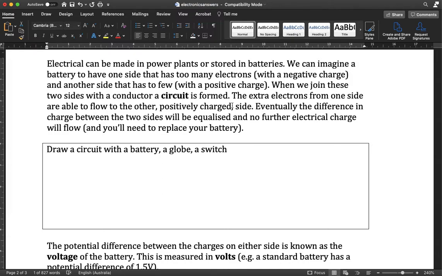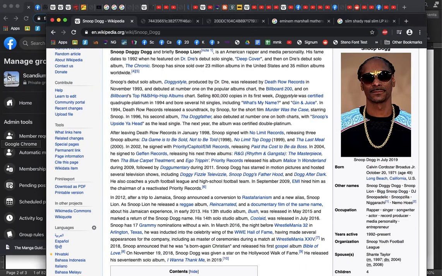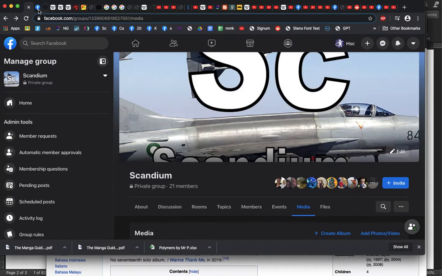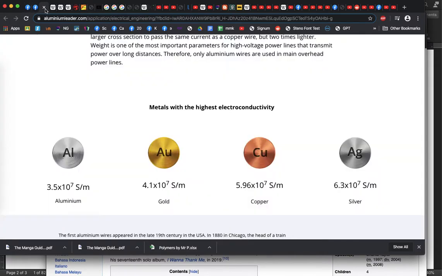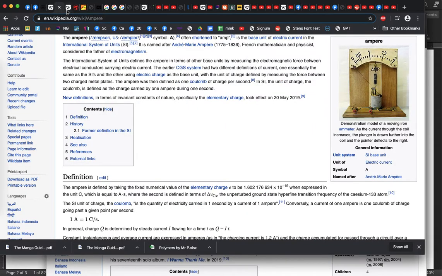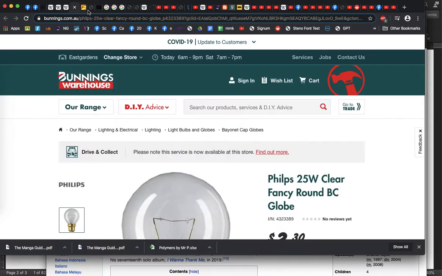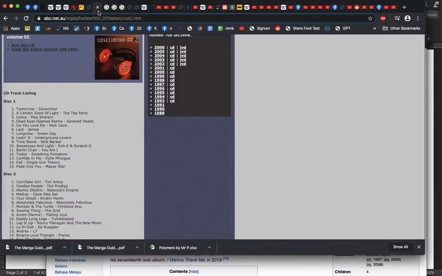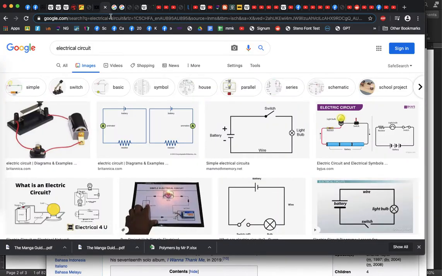Now, we're going to draw a circuit. I'm going to find for you some pictures of circuits. I had these ready somewhere. Okay, so here are my circuits. When I was planning this out, I got a little bit off.